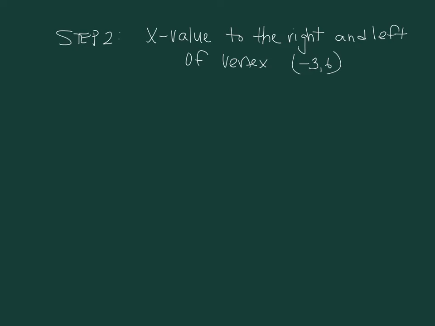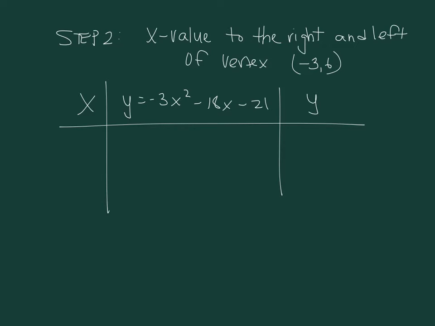So what do I mean by that? I simply mean this. You make a t-chart, x, and then y equaling negative 3x squared minus 18x minus 21, and your y value. Since x is negative 3, I'm going to choose something a little less than it, so negative 2, and something a little greater than it, negative 4. So negative 2, negative 3, negative 4, because the vertex, negative 3, is right in the middle of those. And I know that that value is going to be 6.